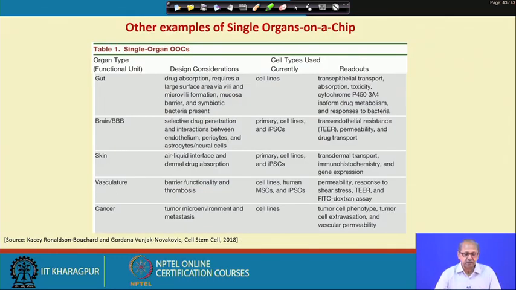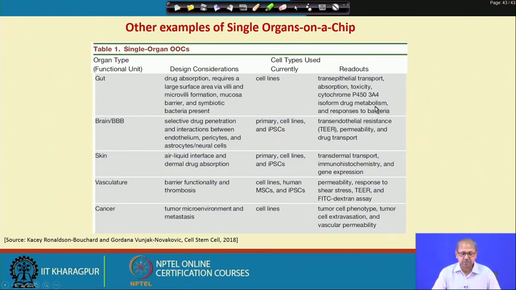In that way, a lot of other organs are developed in organ on chip modules, like gut, blood brain barrier, skin, vasculature and cancer models. In the gut, the design considerations are drug absorption through the large surface area via the villi, microvilli formation, the mucosal barrier, and symbiotic bacteria, meaning the microbiome present in our gut. Then cell lines are used, say CACO2 cells, and the readouts are transepithelial transport, absorption, toxicity, cytochrome P450 3A4 isoform drug metabolism and response to bacteria.